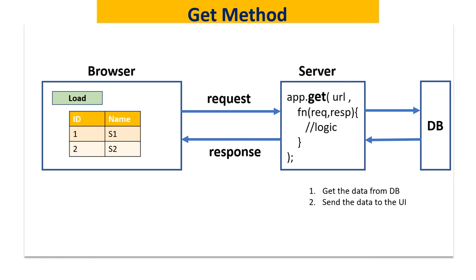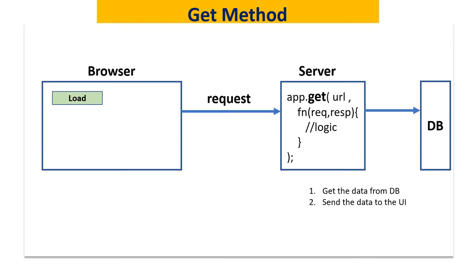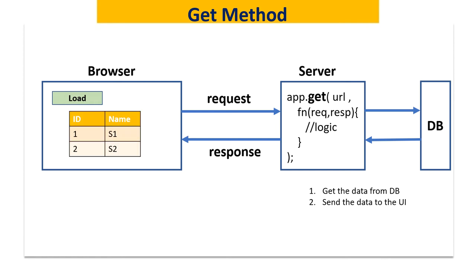Data will come. So what is the process? Once the user clicks on the load button, your client side sends a request to your server program, which executes the logic. Now your server program communicates with your database to get the data, that data is given to the client side, and your client program will display the data.